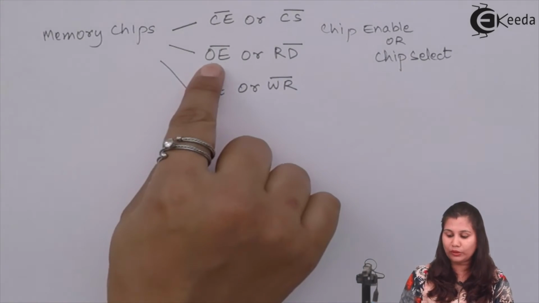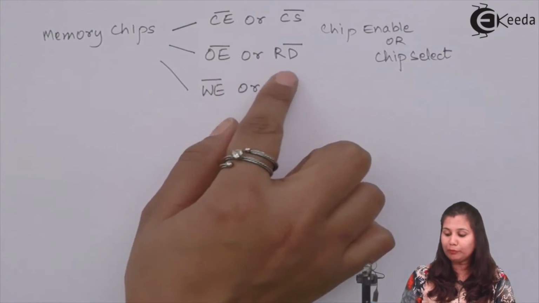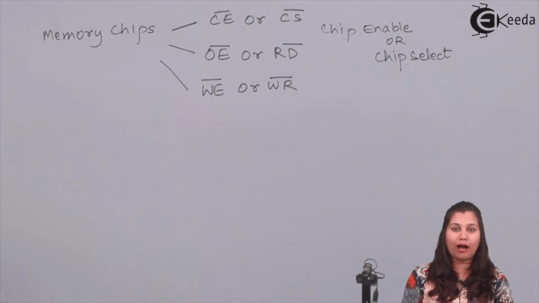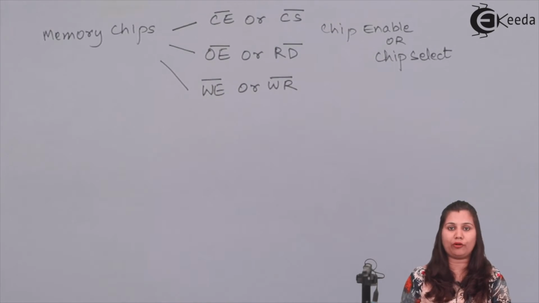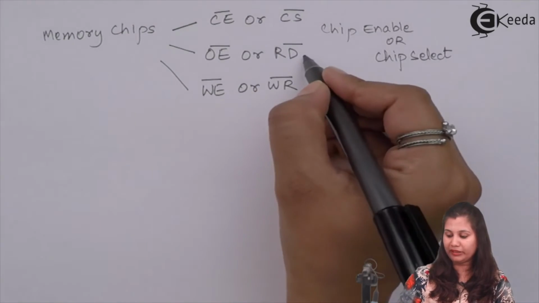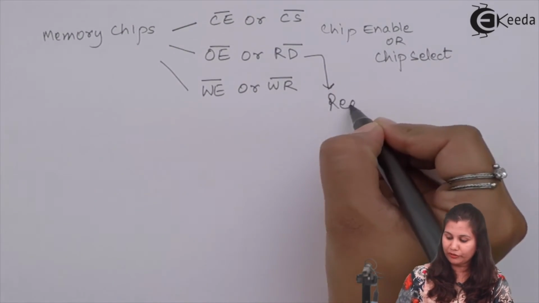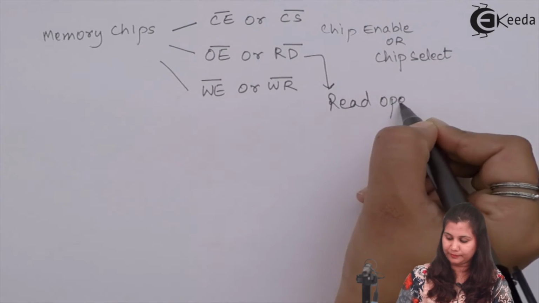Then we have OE bar, that is output enable or read signal. Output enable means the output from that memory chip will be read by the microprocessor. The microprocessor is going to read the data byte which is there in the memory chip, so it will perform the read operation.